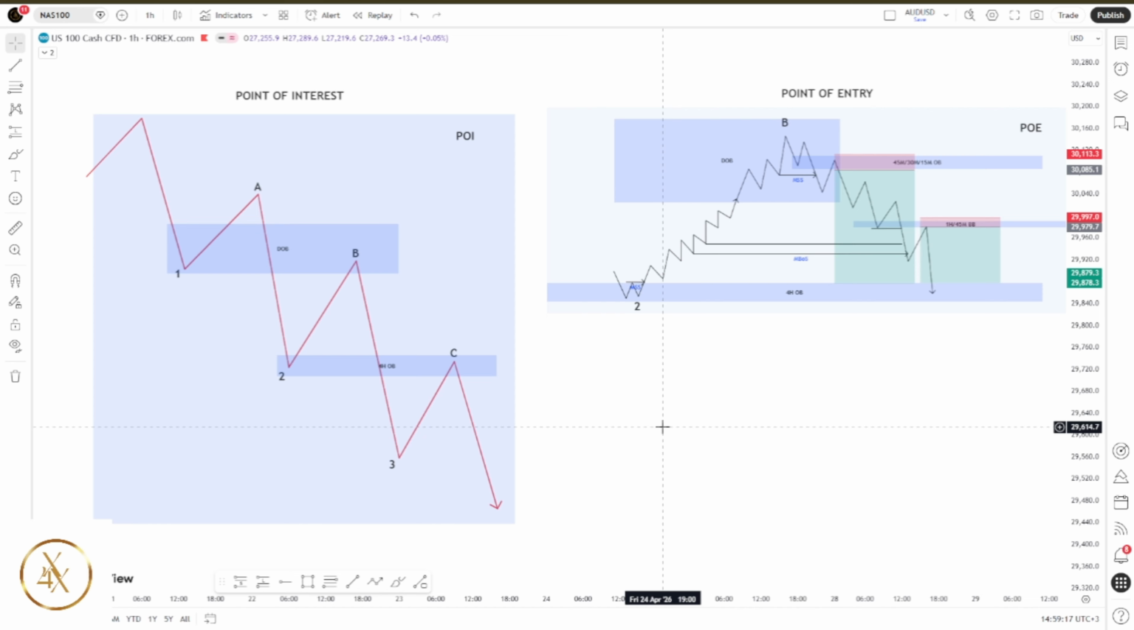After you've confirmed your bias, you have to find your point of interest, whereby price will come to that point and you get interested in a market or in a position. For this particular example, I've drawn some illustrations here, and let's go straight through that.